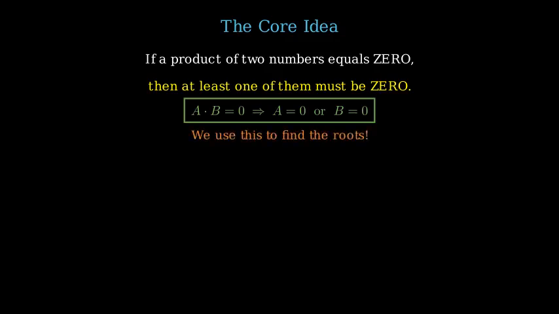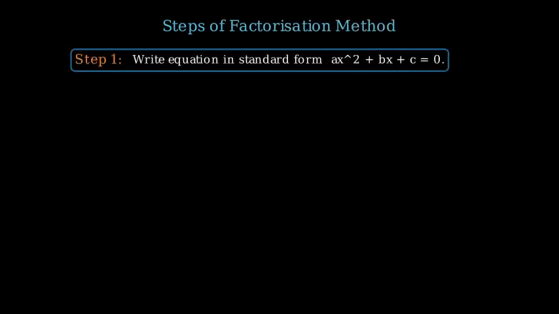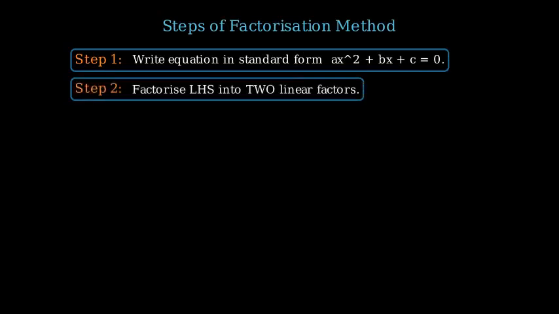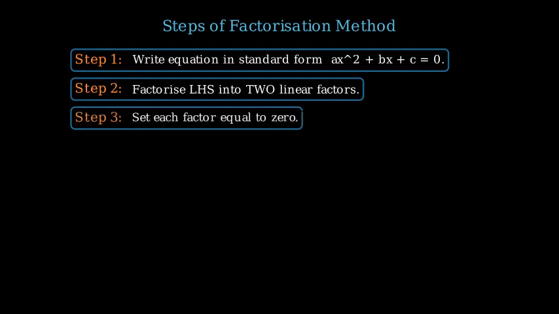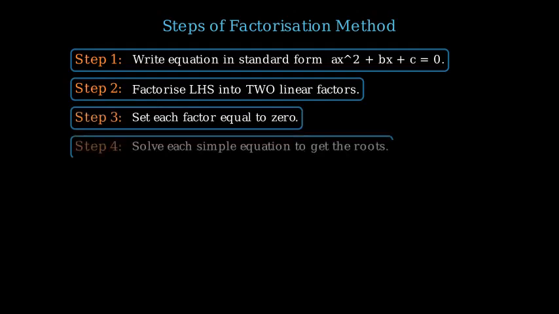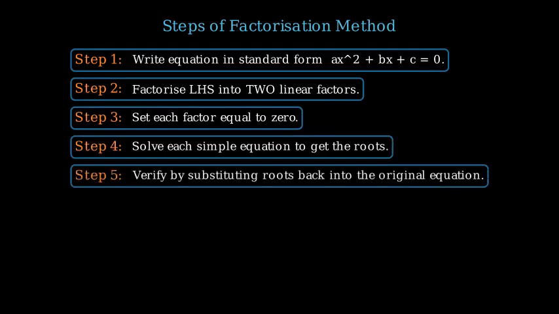The steps are as follows. Step 1. Write the equation in standard form ax squared plus bx plus c equals 0. Step 2. Factorize the left-hand side into two linear factors. Step 3. Set each linear factor equal to 0. Step 4. Solve each simple equation to get the roots. Step 5. Verify the roots by substituting back into the original equation.